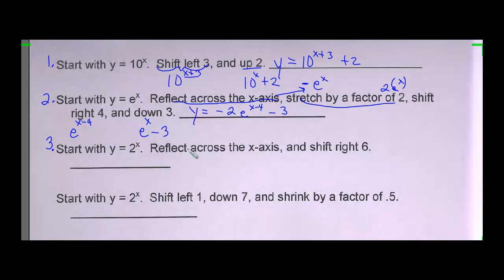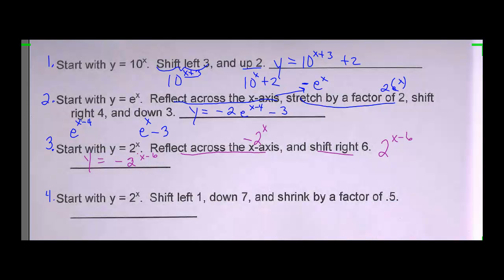Number 3. We're going to reflect across the x-axis. Again, we're going to start with 2 to the x, so this is negative 2 to the x. We're going to shift right 6, so that's going to be 2 to the x minus 6 power. So let's put this together: negative 2 to the x minus 6.